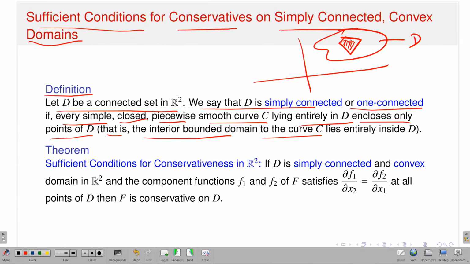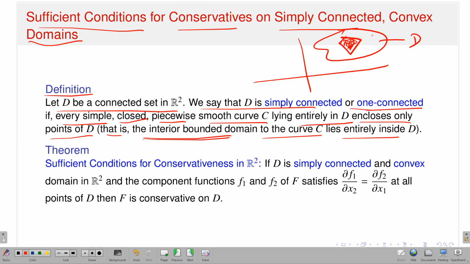So, suppose you start with a connected set, we say that it is simply connected or one connected if every simple closed piecewise smooth curve lying entirely in D encloses only points of D. That means there should not be any interior point which is not a point of D. Whatever simple closed piecewise smooth curve I take inside D, it encloses only points of D. In other words, the interior bounded domain covered by the simple closed piecewise smooth curve C should lie entirely inside D. This kind of domain is called simply connected or one connected.